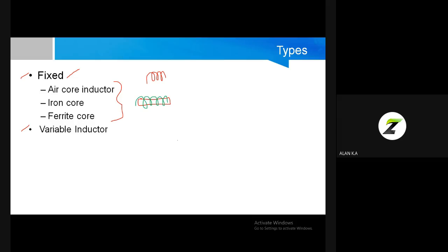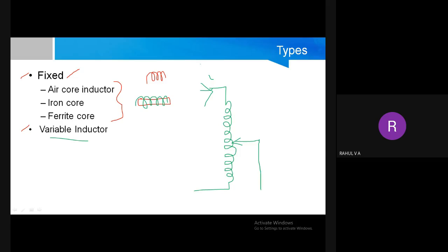Okay. Now let us talk about variable inductor. So if I wind one inductor like this, so this is one inductor and current is flowing through this inductor, and I am taking one terminal from here. This is my third terminal. So what happens is, if I move this up and down, I can vary the inductance between 1 and 3 or 2 and 3.